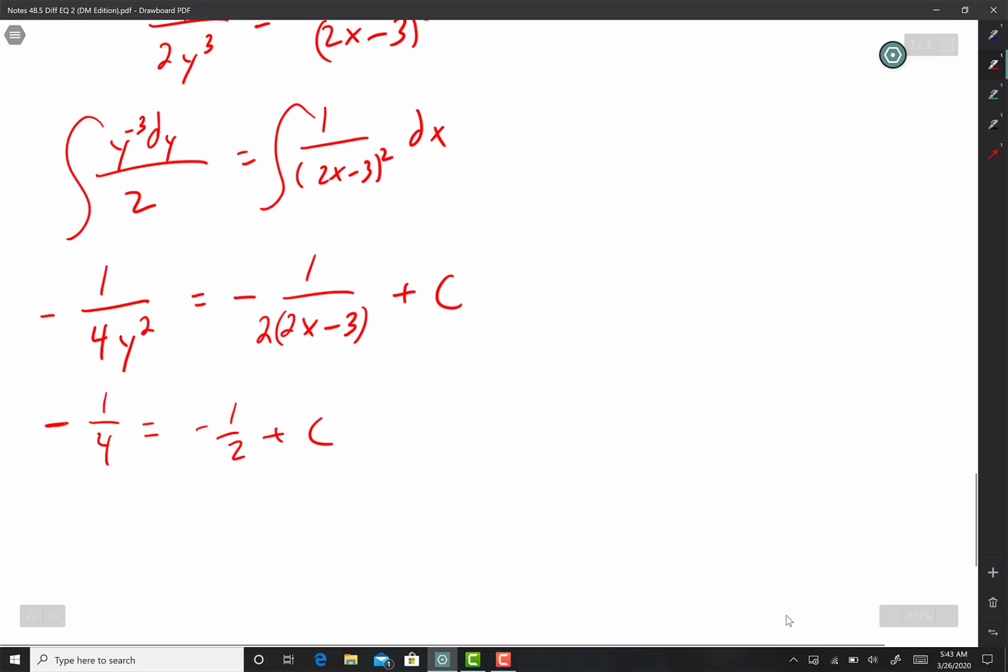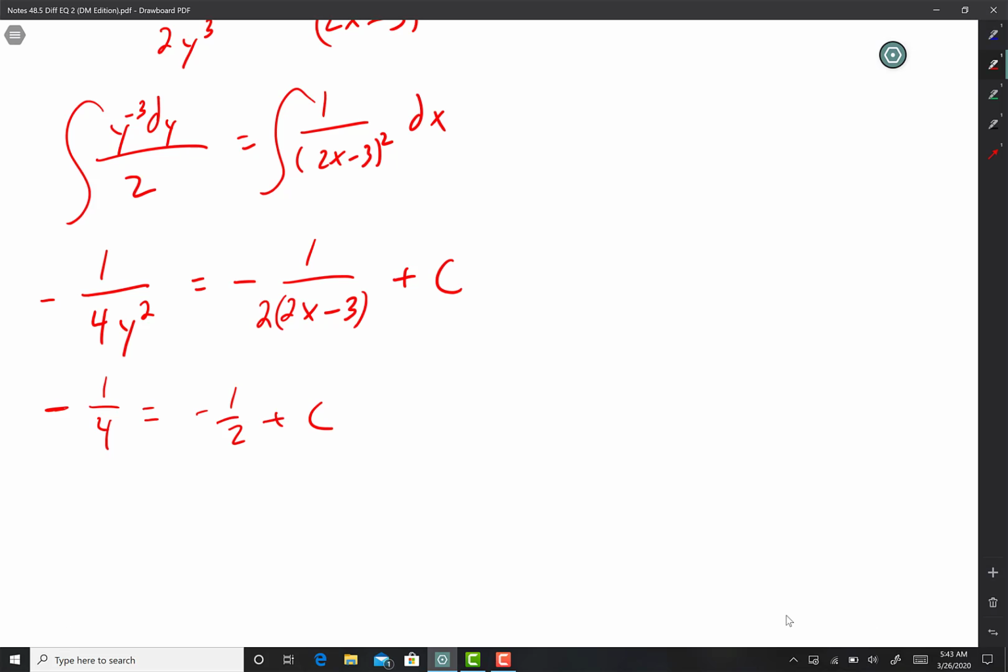And then I almost made a huge mistake there. Then to get c by itself, plus 1/2 plus 1/2, so I'm going to get c equals, so let's see, negative 0.25 plus 0.5. That's going to be a 1/4, right? Is it positive or negative? It looks like it's going to be positive. So 1/4, there we go.